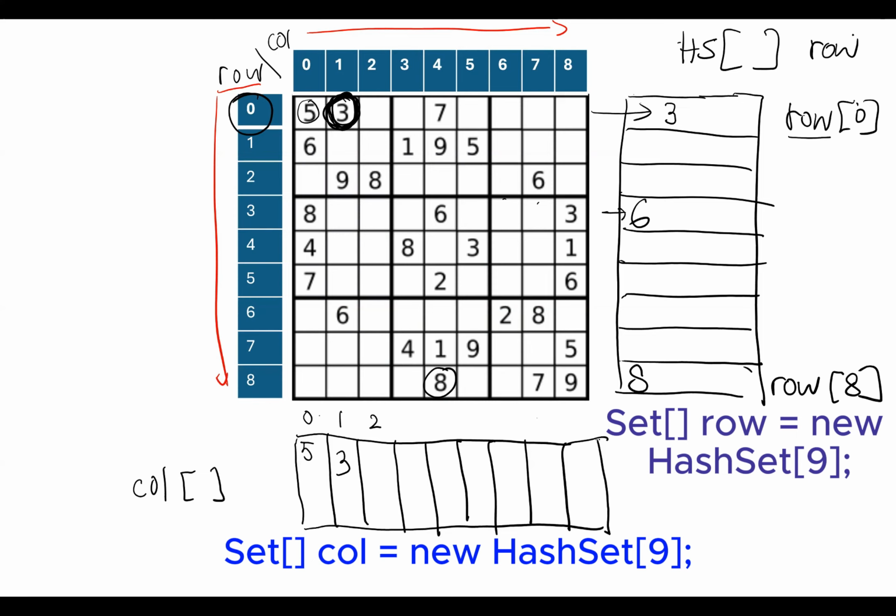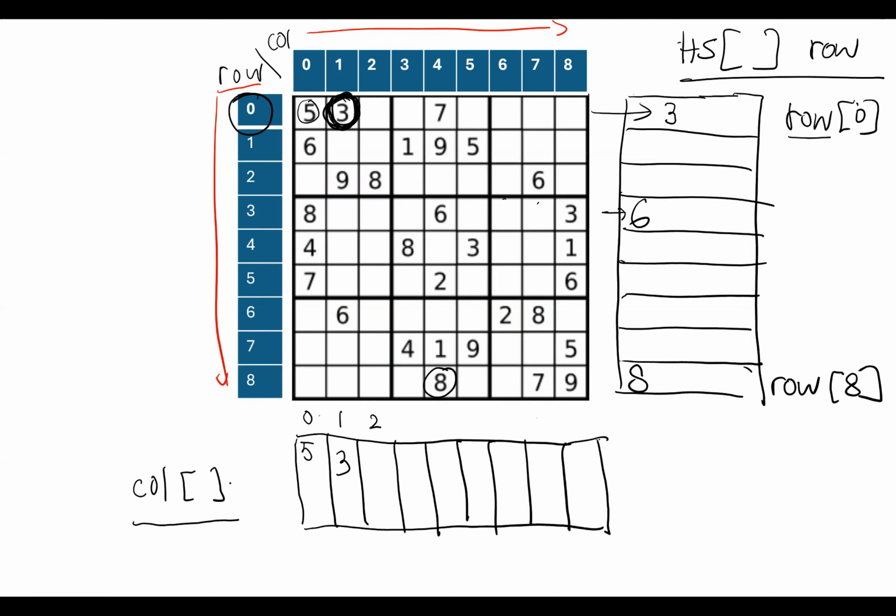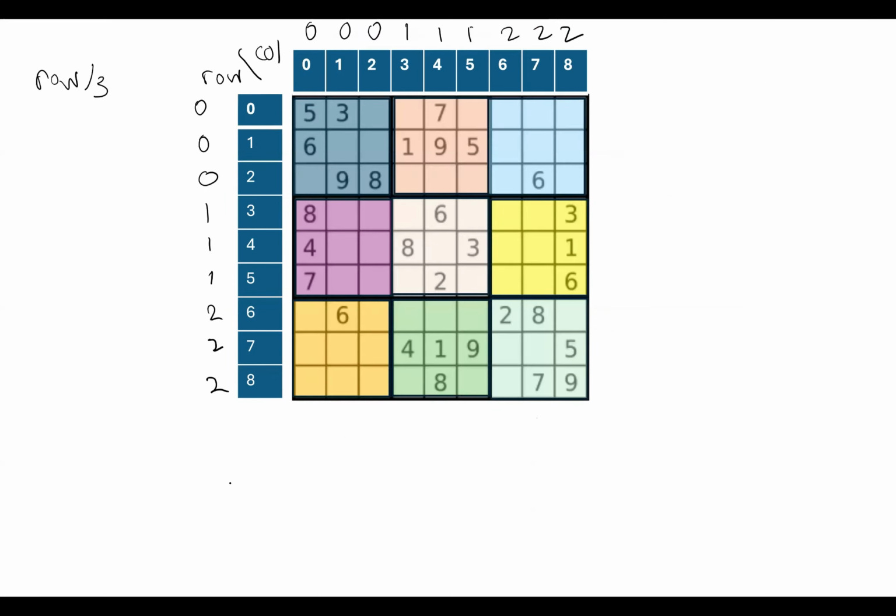So that means we can have a hash set array of size 9 for the rows, and another hash set array of size 9 for the columns. Now, what about the boards or blocks, right? So how do we check each block? How do we make sure that these elements stay in the same block? Well, let's see. Can we denote this as block 0? This one as 1, this as 2, this as 3, 4, 5, 6, 7, 8. Yes, we can intelligently do that. Let's see how we can do that.